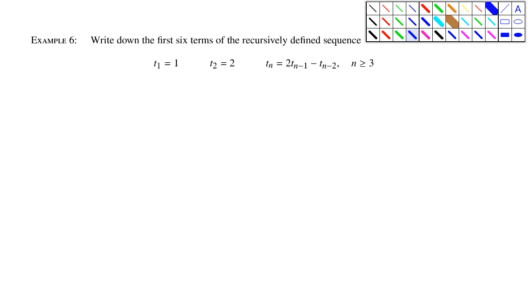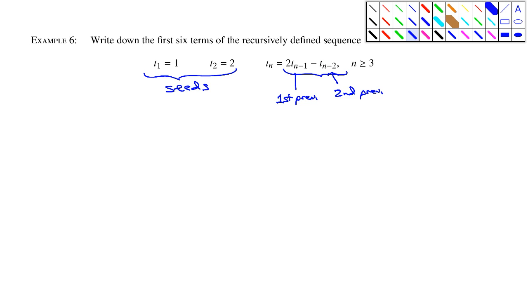Example 6. Write down the first 6 terms of the recursively defined sequence. T sub 1 is equal to 1, T sub 2 is equal to 2, T sub n is equal to 2 times T sub n minus 1 minus T sub n minus 2. So in this problem we have 2 seeds, and then our recursion goes back to the first previous number and then the second previous number. So we're going back 1 term and then 2 terms.